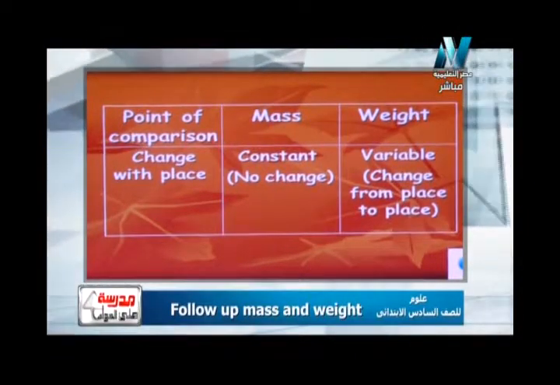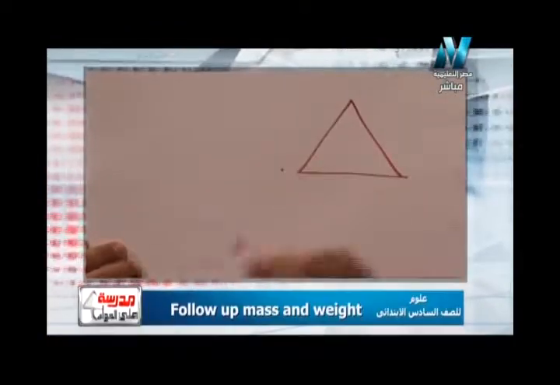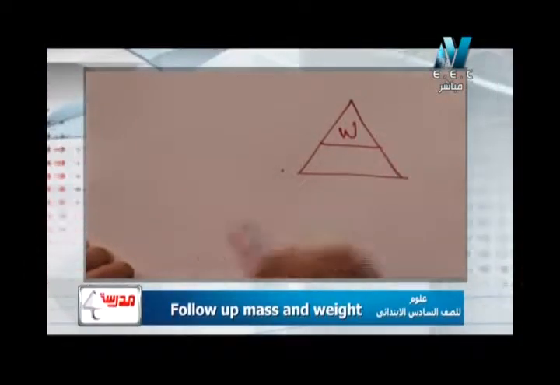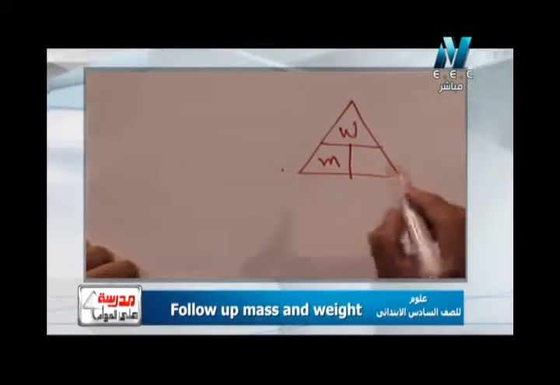Let us study two very important laws together, so that we know how to solve any problem of mass and weight. We have 2 secret laws, or 2 secret triangles. They are very intelligent and very easy at the same time. Look at the first triangle. The first triangle deals with weight and mass. If I have weight here, I have mass here, and I have 10.